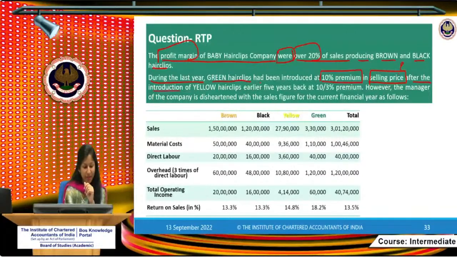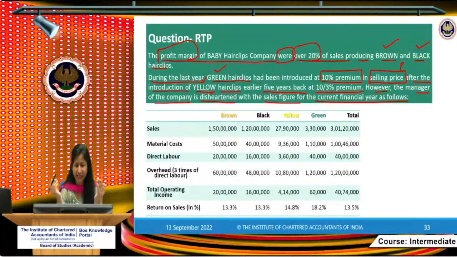After the introduction of yellow hair clips, now there are 4 types of hair clips: brown, black, green, yellow. Yellow color hair clips were introduced 5 years back at a 10 divided by 3% premium. This premium for the yellow clip was lower than the premium for green hair clips. However, the manager of the company is disheartened with the sales figure for the current financial year. Obviously the sales figure was not up to his mark, what he was expecting.